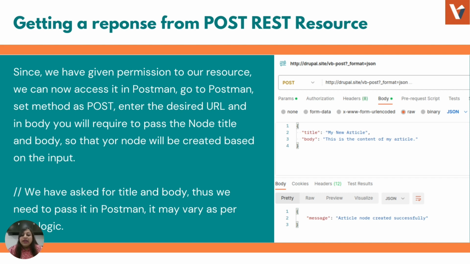Now I need to send the parameters in body. So I have selected body, kept this as raw with JSON format, and I have sent the parameters: for title, I have sent my new article; for body, I have sent this is the content of my article. Now, if my JSON data is validated properly, then only my node will be created. Since I have given proper parameters, proper value of JSON format, it decoded properly and thus it gave me a response as article node created successfully. That means my creation was successful.